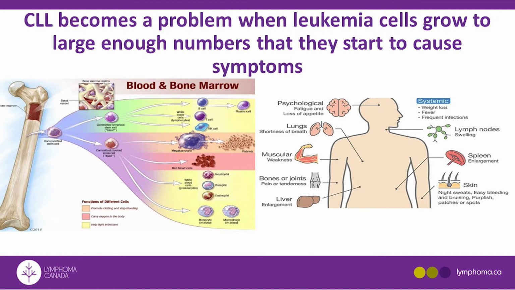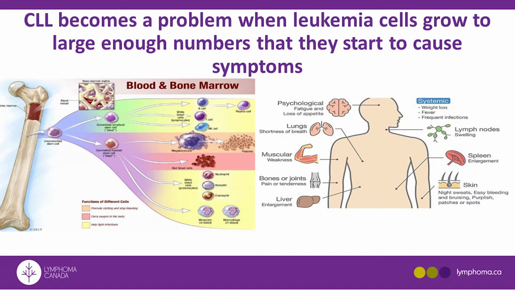So CLL, as I said, can have a very heterogeneous course. Some patients can have high numbers of CLL cells in the blood but feel well, and so they don't require any treatment. The disease really only becomes a problem when the leukemia cells grow to large enough numbers that they start to cause symptoms. And how they cause symptoms is that they start to grow in the bone marrow, start to compete out the normal cells in the bone marrow.